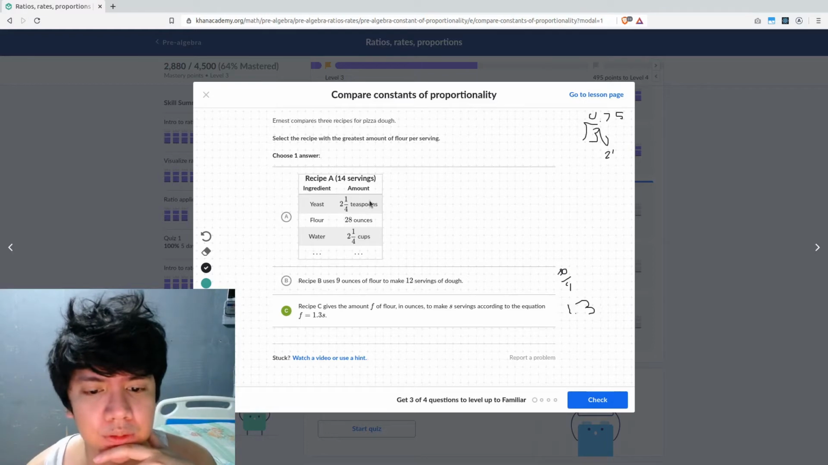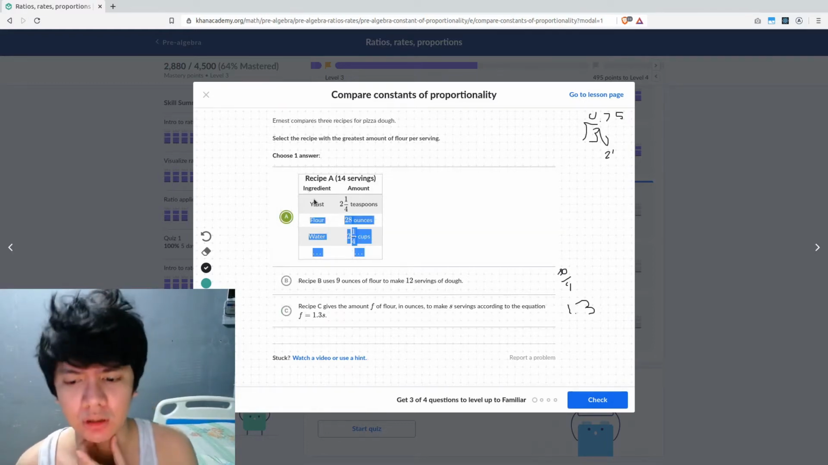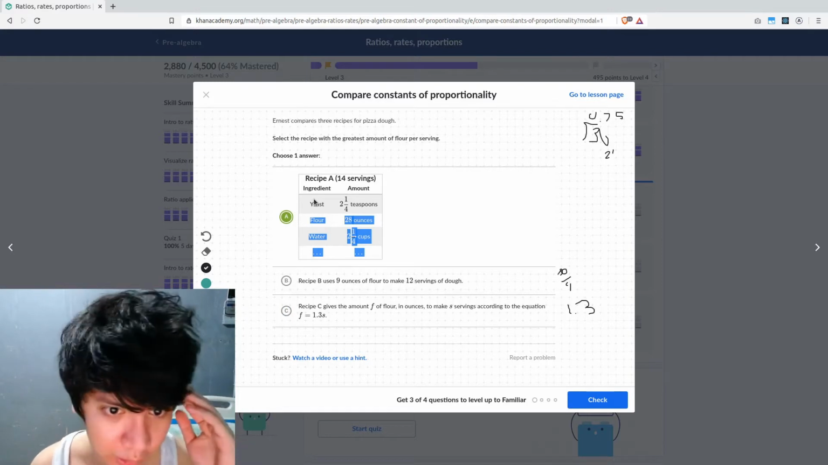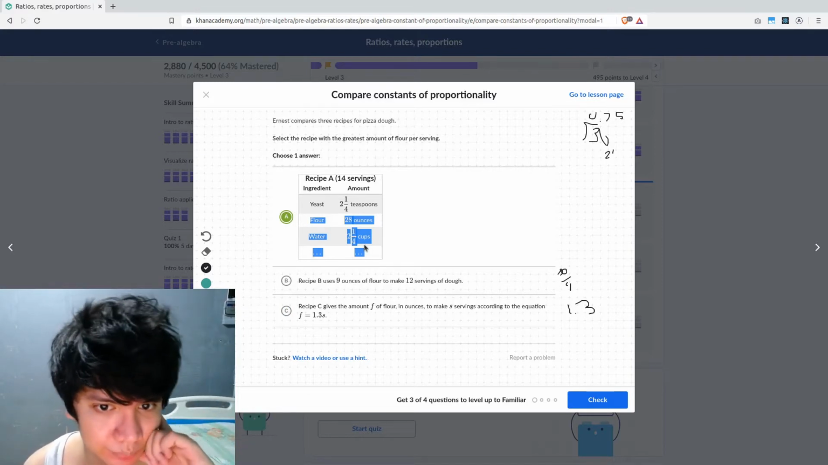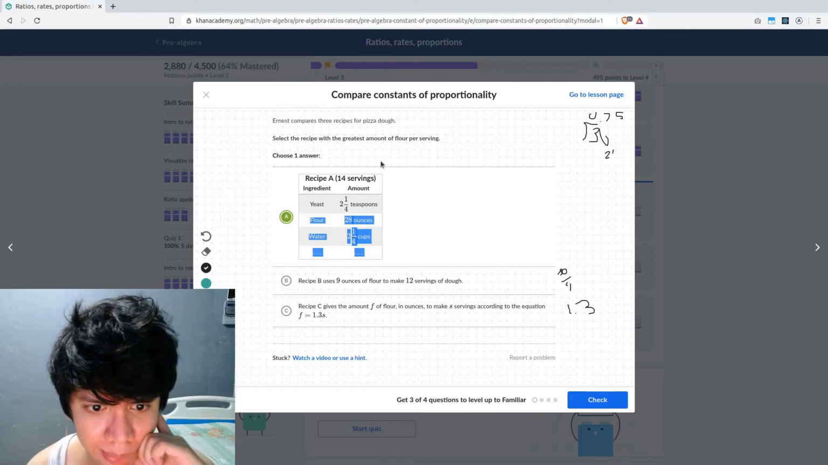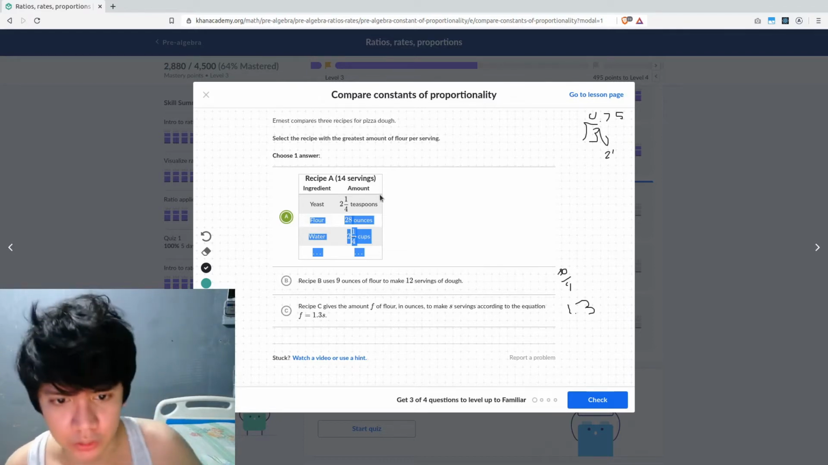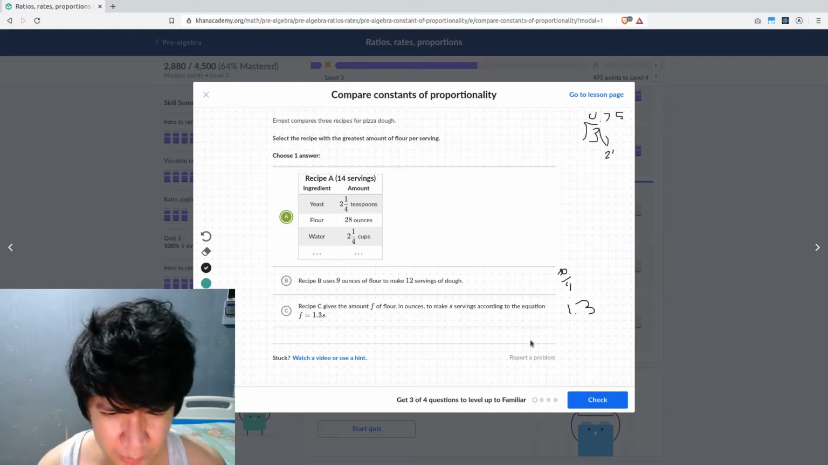14 servings. I guess this is the most. I don't know. I could be wrong. This is hard. I'm not getting this one. The greatest amount of flour per serving. Okay, so 14 servings, and we have... I'm going with A.